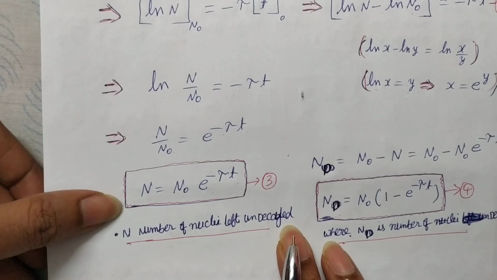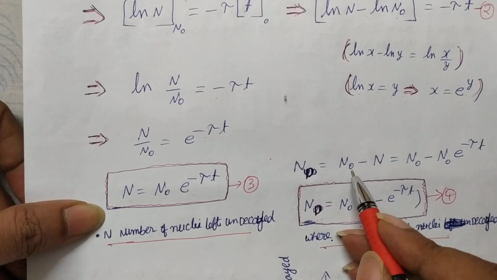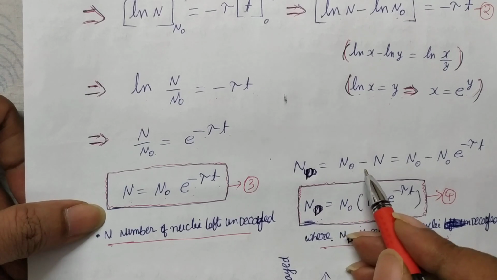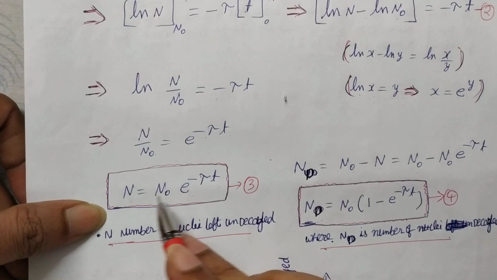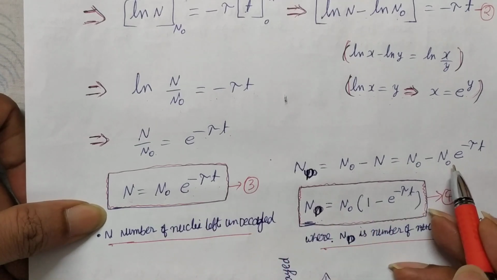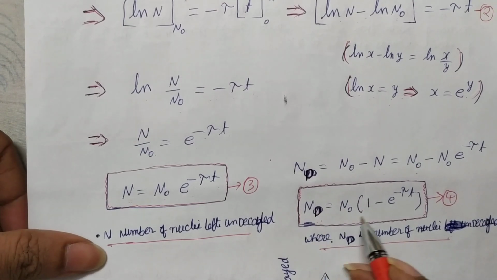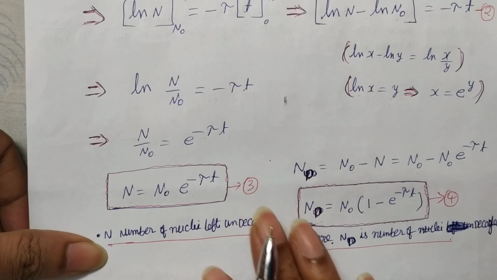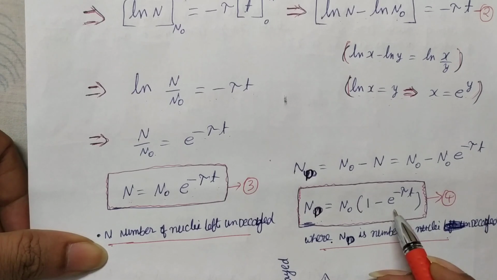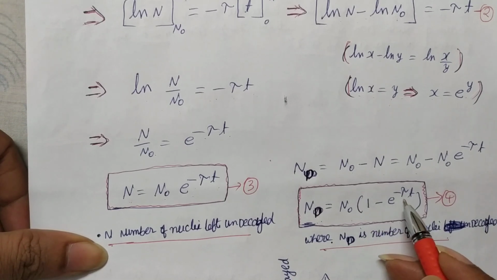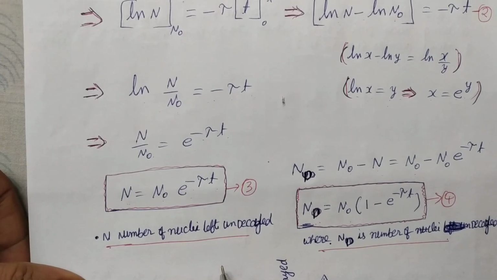Suppose we ask how many nuclei disintegrated. This is the remaining number, and how many disintegrated? Initially N naught nuclei were there, and now only N are there, so N naught minus N. Substituting N equal to N naught into e power minus lambda t and taking N naught common, the number of nuclei disintegrated, already converted from parent nuclei to daughter nuclei, is N naught into (1 minus e power minus lambda t). We get this number of nuclei left undecayed.